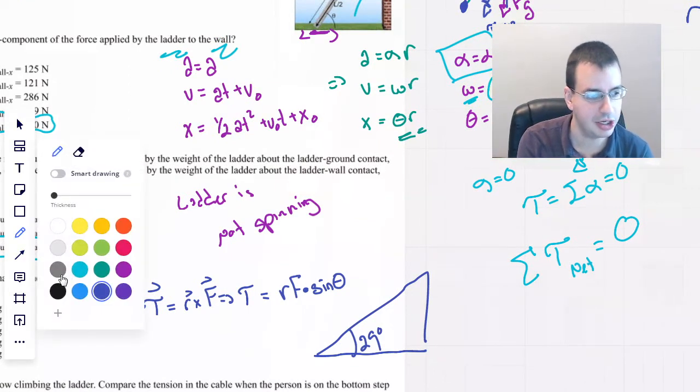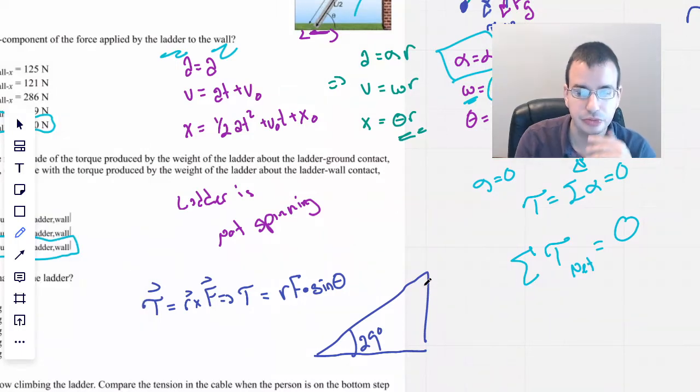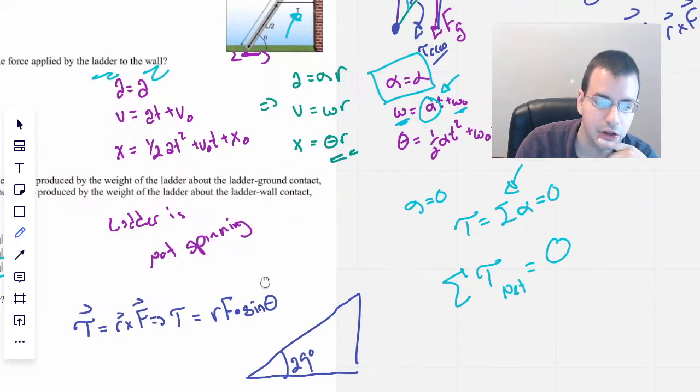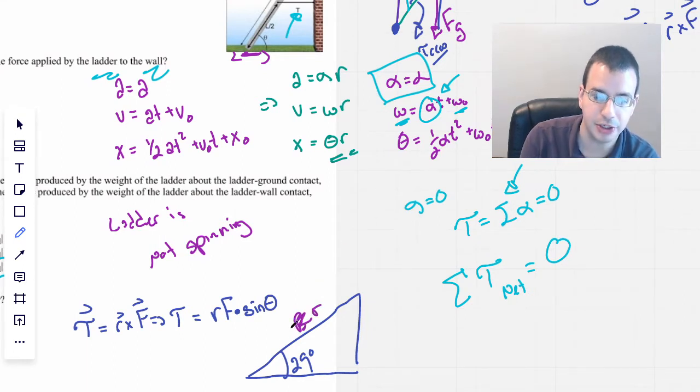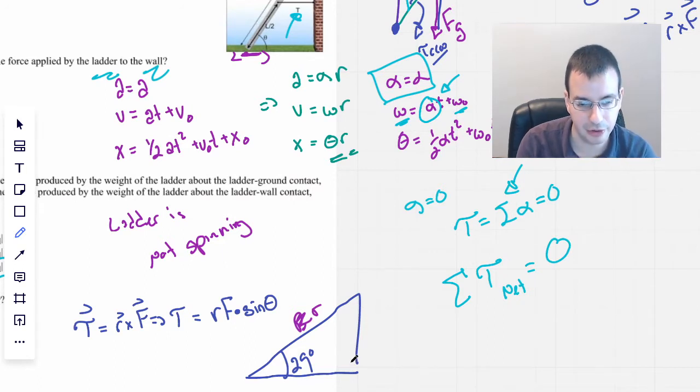And it might matter here with which angle we use. So we have, I'm going to say R here because this is the radius, and this is our force gravity.